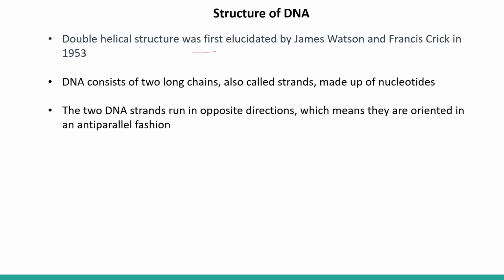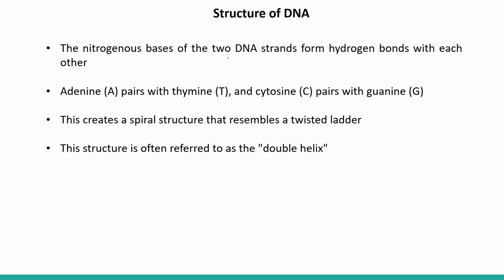The double helical structure was first elucidated by James Watson and Francis Crick in 1953. So this double helical structure was first given by Watson and Crick. DNA consists of 2 long chains, also called strands, made up of nucleotides, right? So this nucleotide is a very important building block of the DNA structure. The 2 DNA strands run in opposite directions, which means they are oriented in an anti-parallel fashion. This we have already discussed. The nitrogenous bases of the 2 DNA strands form hydrogen bonds with each other. So adenine pairs with thymine and cytosine pairs with guanine.